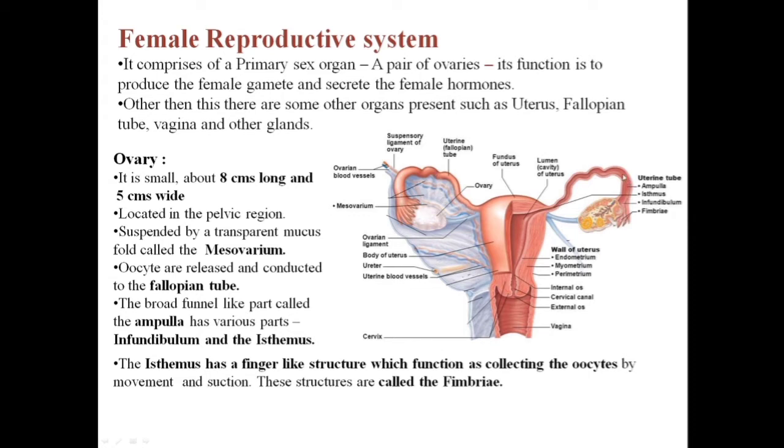Now this fallopian tube has regions. This is the ampulla, which further has regions such as this funnel-shaped region called the infundibulum, and above it is the isthmus. Lower to the infundibulum are these finger-like projections known as the fimbriae, and the function of the fimbriae is to move and create a suction so that the eggs, or the oocytes, which are formed in this ovary, are conducted into the fallopian tube.